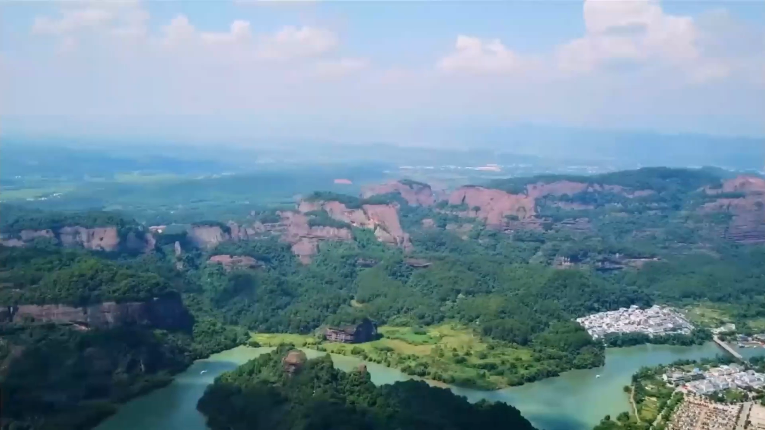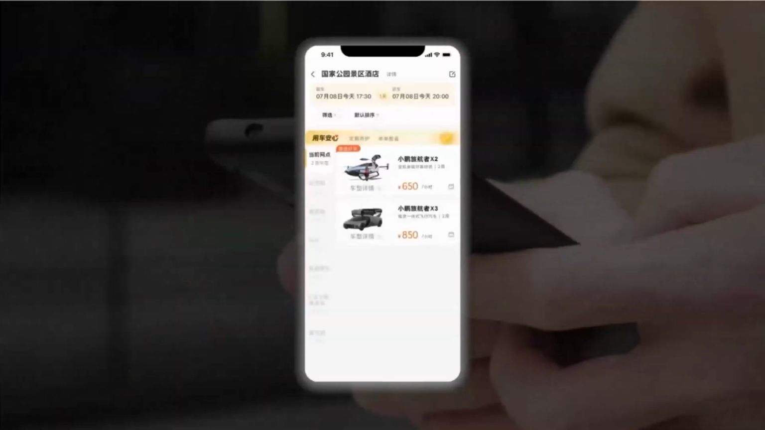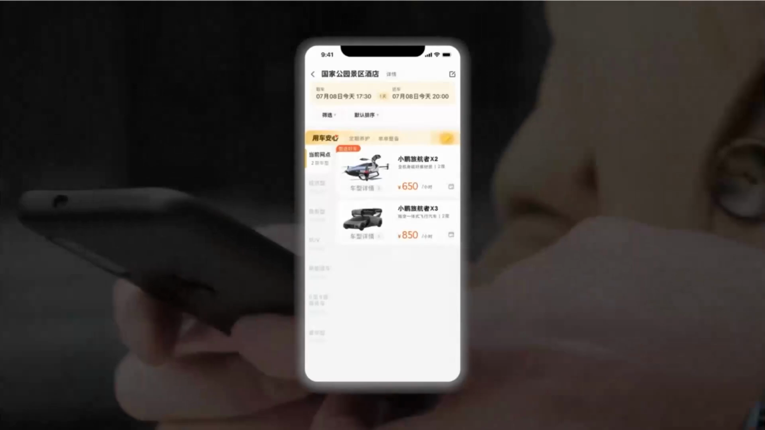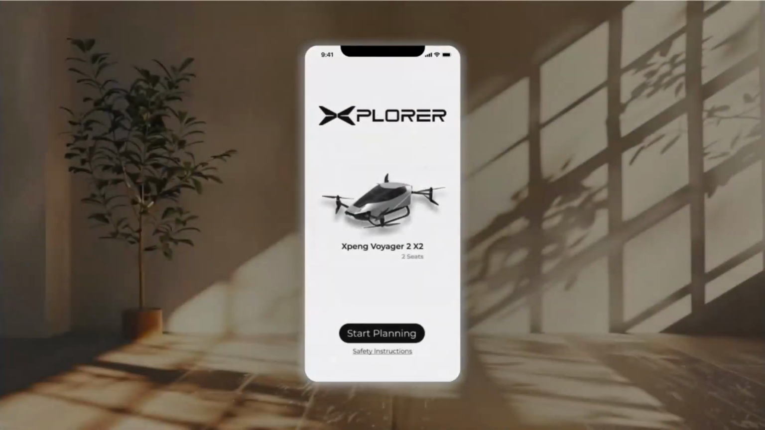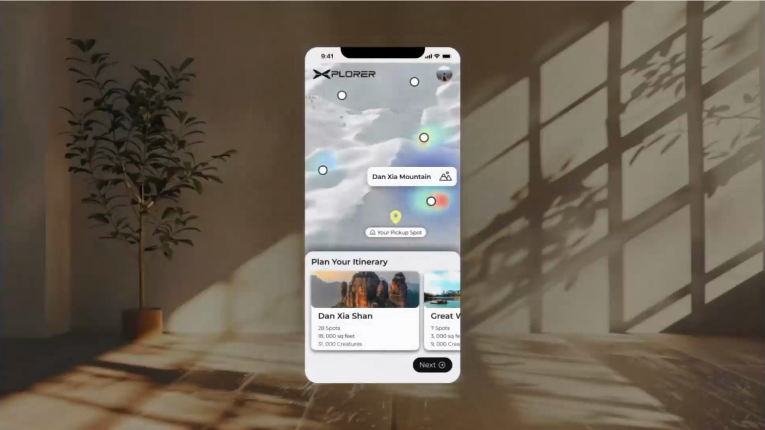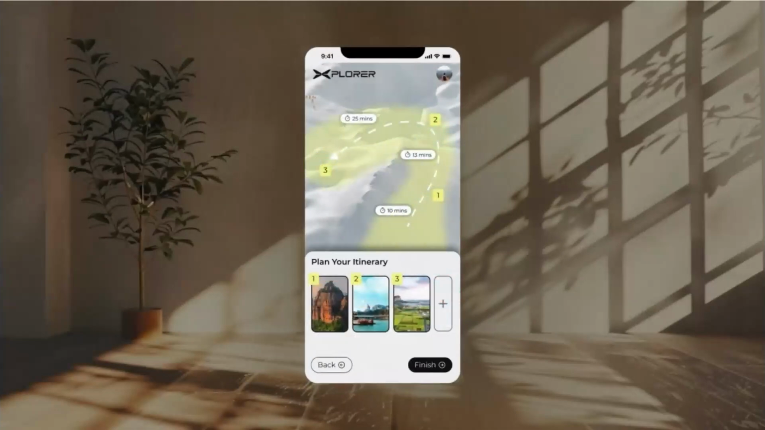Let's take a look at the complete user journey. Today, we are heading to Danxia. First, we will book the X2 model flying car on the car rental platform that you usually use. Then, the Explorer app will assist you in planning your trip itinerary. Here, we can see various scenes with their exotic level presented. All right, this will be the route we plan.